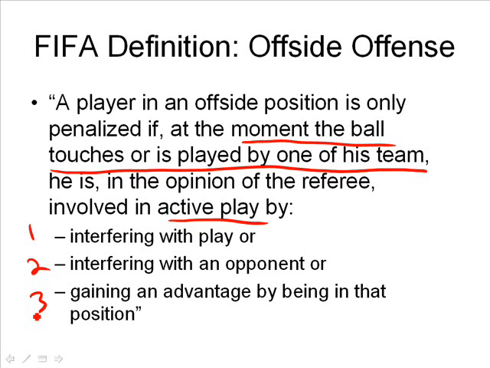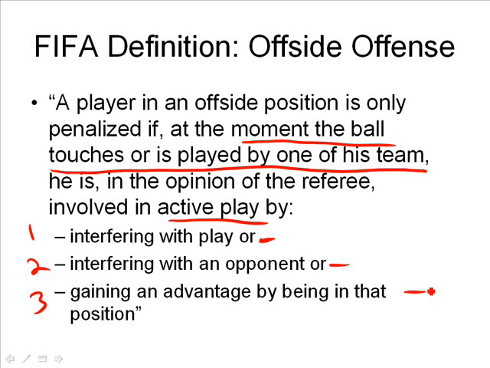And within those, interfering with play is the easiest to understand. It's basically touching or playing the ball. Interfering with an opponent is a little bit more confusing. It can be actually physically impeding play, but it also includes juking, faking, cutting, head fakes, anything that could impact the opponent. And that's where there's a lot of discretion of the referee, and the rule is kind of unclear.